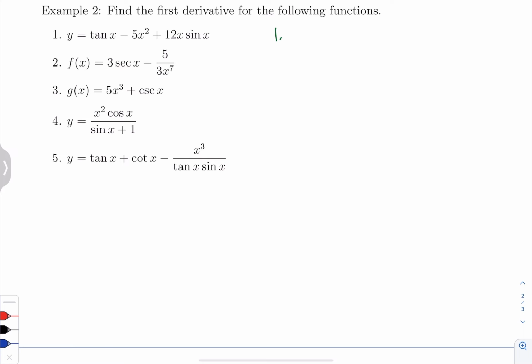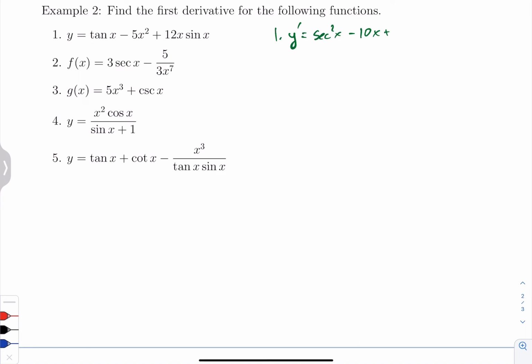So y prime is equal to, since we have 3 terms, we're just going to take the derivative of each term. So the derivative of tangent of x is secant squared of x minus 5x squared. So that's using the power rule. So that'll be negative 10x.